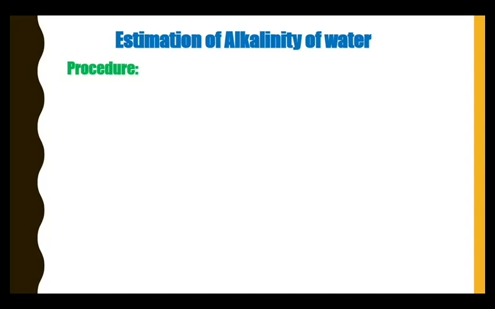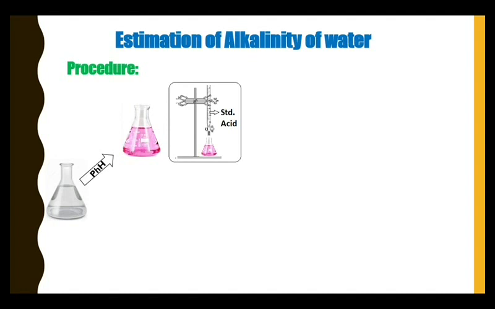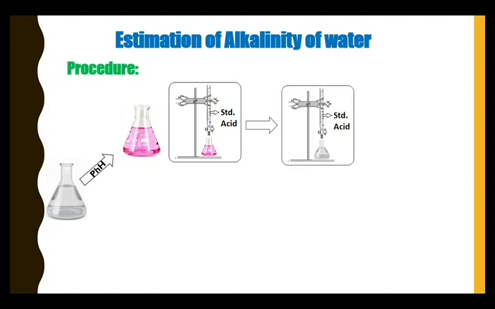The general procedure we follow in order to estimate the alkalinity of water, so let us see that. When an alkaline water sample is taken, phenolphthalein indicator is added to it, it turns pink and it is titrated against standard acid. Here you should understand that when it turns pink, the alkaline sample contains either OH⁻ or CO₃²⁻, or both ions present together, or any one of the ions present. Then it is titrated against standard acid till the color changes to colorless. It means the pink color disappears.